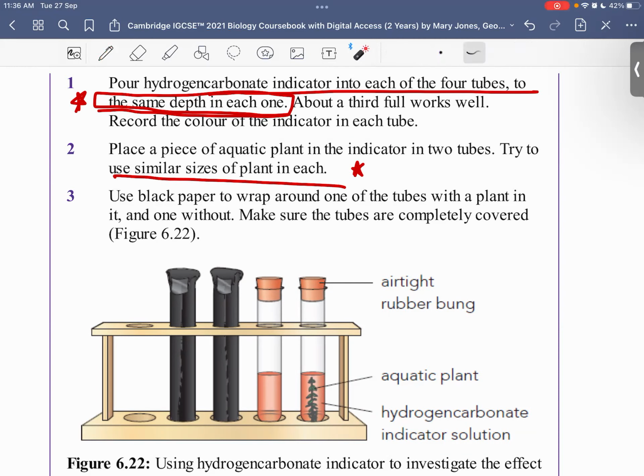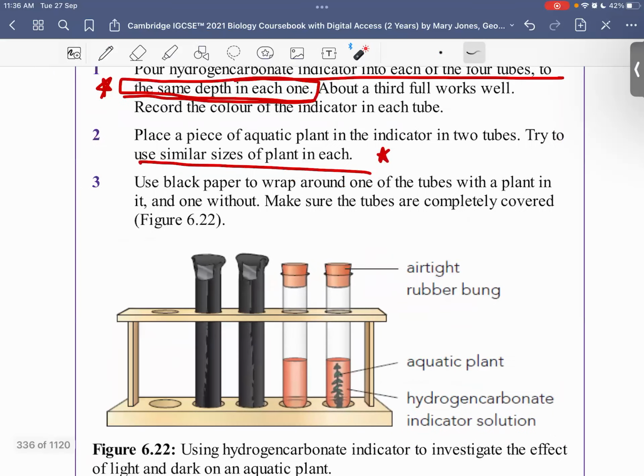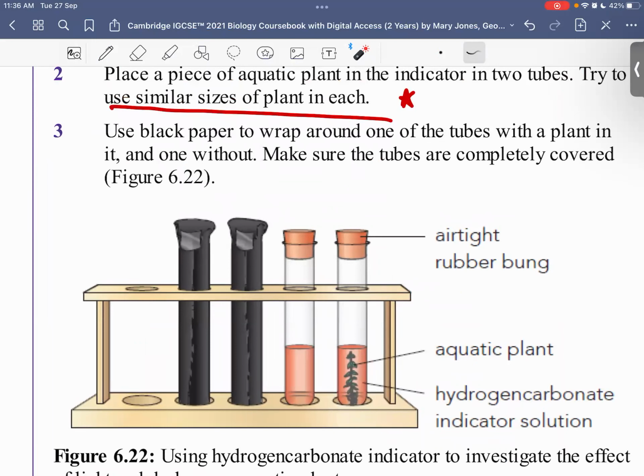For example, this test tube has an aquatic plant and it is uncovered with black paper. This test tube has no aquatic plant and it is uncovered. Both these test tubes are covered with black paper. One of them has the aquatic plant and the other doesn't. Now, Hamza, a task for you. Tell me, out of these 4 test tubes, which 2 are controlled? Which two are controlled?